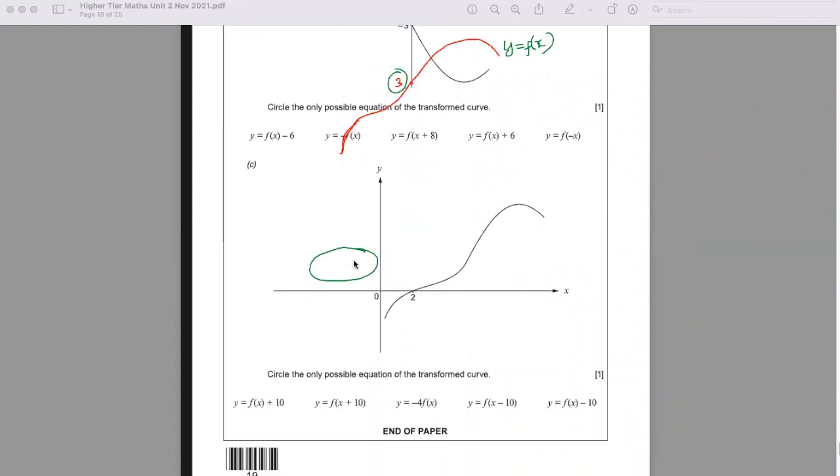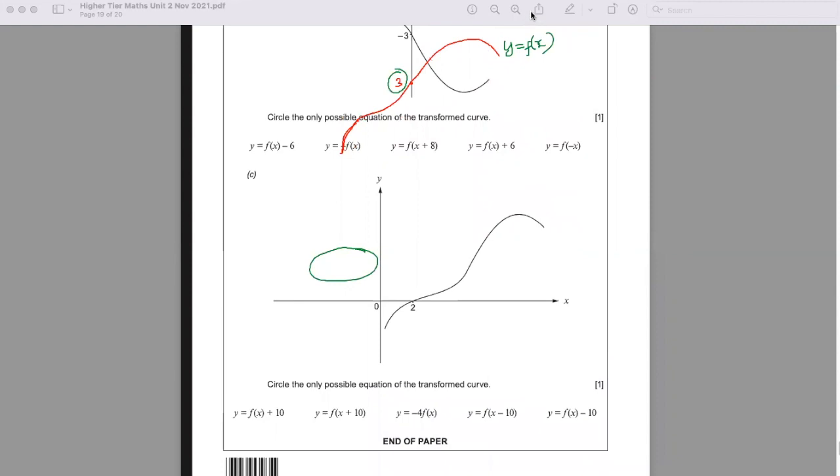Next one, C. Okay, so they're telling you that your graph actually has transformed, and you can see, previously it was somewhere there with the -8, right? And now it moved to 2, okay? So what has happened is your x coordinates move 10 units, okay? The -8 to 2, 10 units to the right.